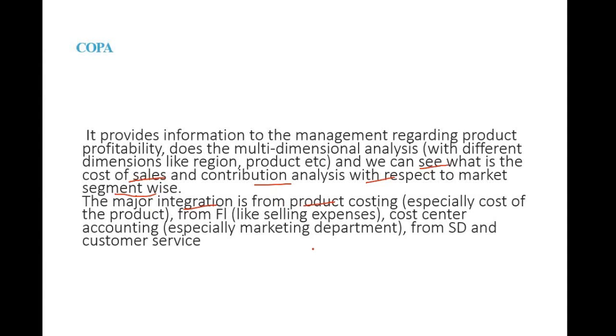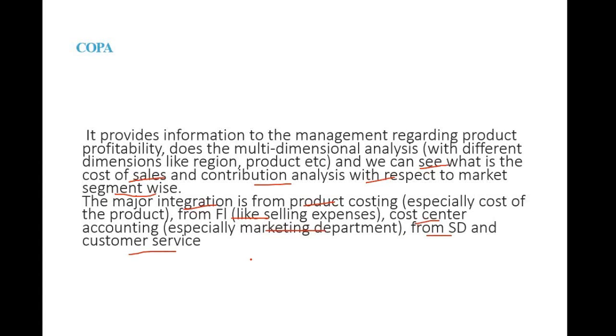Cost of goods manufactured, and from FI, the selling expenditure, from cost center accounting, marketing department expenditure, from SD and customer service also we are getting some sales commission, discounts allowed. All these different types of expenditures we are getting through different sub-modules.